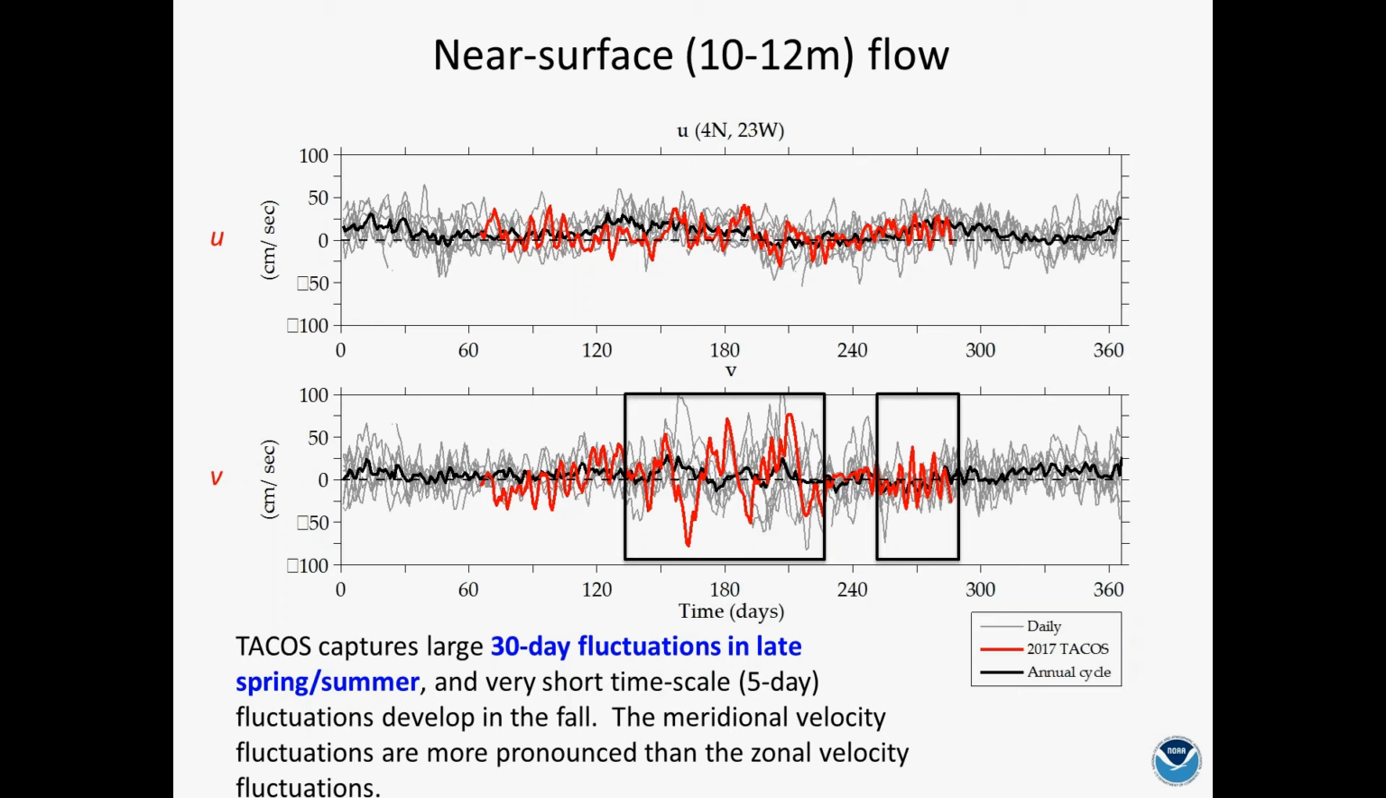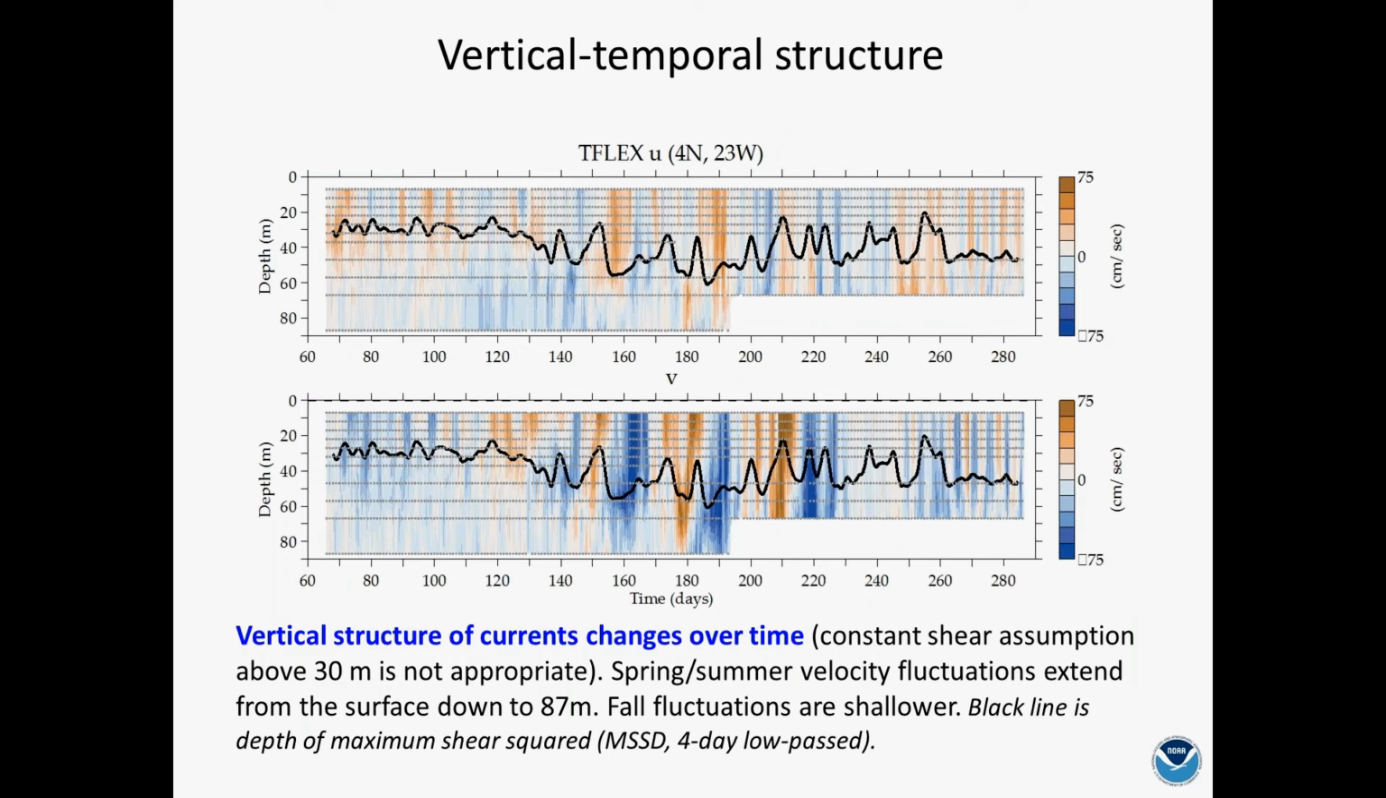Okay, I think that's all I want to say about that. And now I can show you the vertical structure, because that's why we put all of these moorings out there, to learn about the vertical structure. Okay, so this is now looking at the same thing, the zonal component and the meridional component with depth. And so you can see that those perturbations have a signature from the surface all the way down to 87 meters. At the surface, you have amplitudes as large as a meter per second, and down to 87 meters, you have amplitudes as large as 70 centimeters per second. And so you can see that structure.